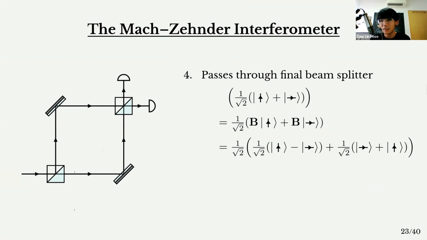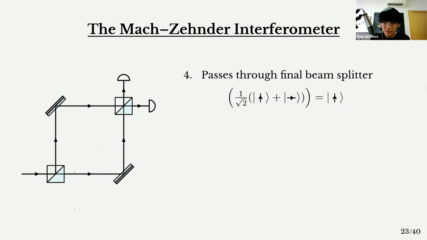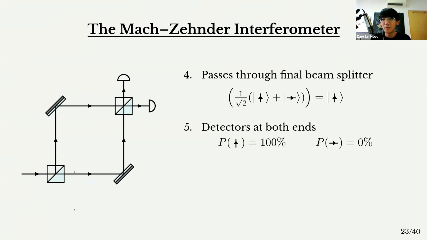Because the beam splitter needs to be unitary. So if we plug that in and remove the brackets, you notice that there is a minus to the right and a plus to the right. So this actually adds up to just an up moving state. What you find at the detectors at both ends is that you always find the photon at the upper path, and you never find it on the right moving path. This is a bit weird, like we always find it in the upward moving path.